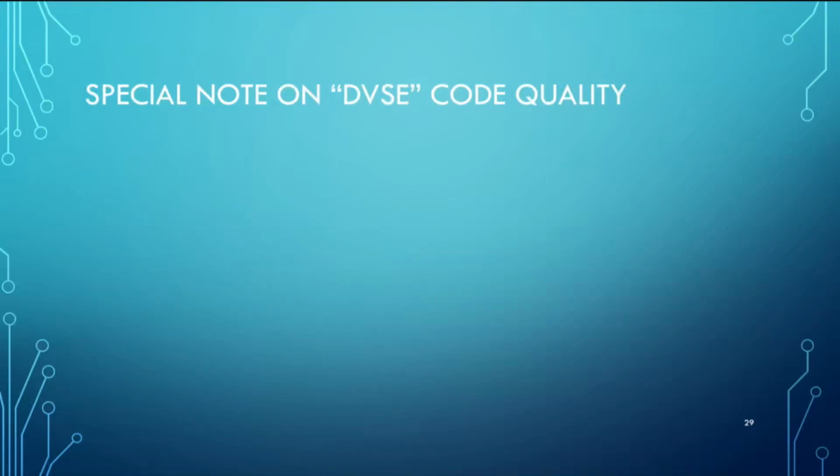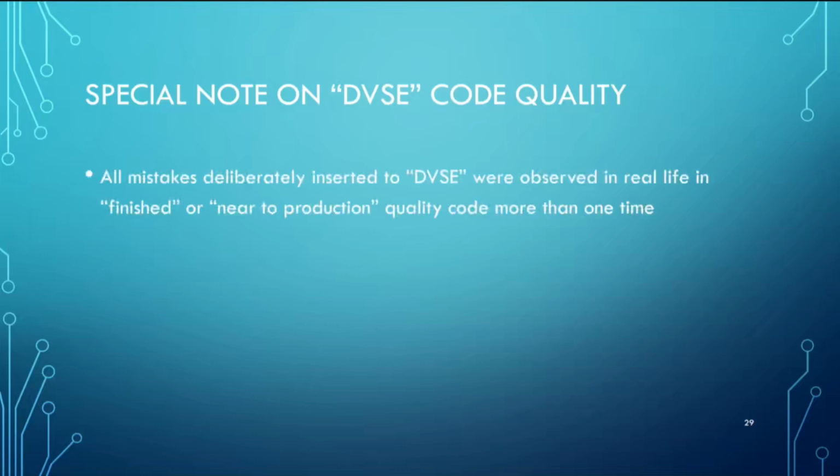There are some additional statements I have to state loud and clear. First, all mistakes I deliberately inserted into this DVSE, or Damn Vulnerable SGX Enclave, were observed in real life in code which was marked as finished or near production quality. To my best knowledge, all mistakes I am going to speak about were fixed in the original enclaves, but I saw these mistakes enough times to conclude that they are common. Some of these mistakes are deliberately made a bit easier to exploit. Of course, it's only an exercise. And it doesn't mean, however, that there are no other mistakes I made unintentionally.